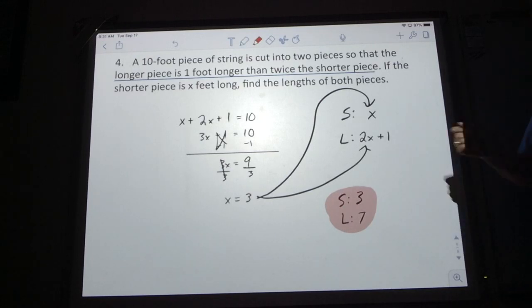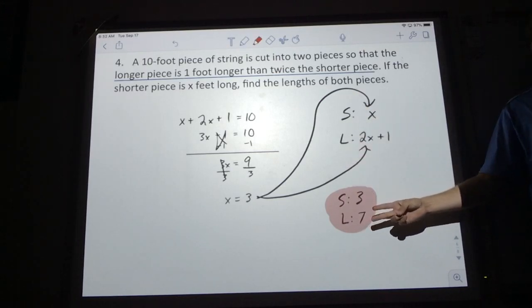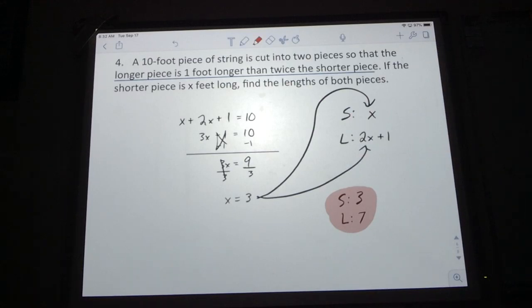Again, I really can't tell you how often people give me double digits for these answers. Okay, it's a 10-foot piece of string. There's no way either one of them can be double digits. It's impossible. Okay. All right. So again, we're not solving for X. We're solving for answers.